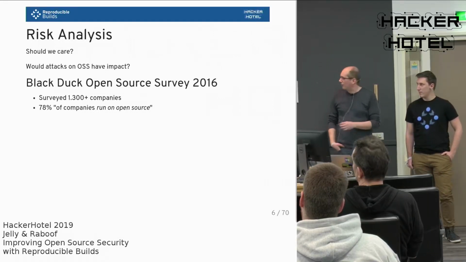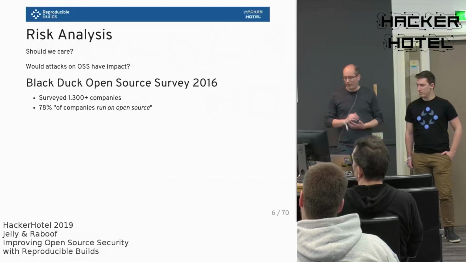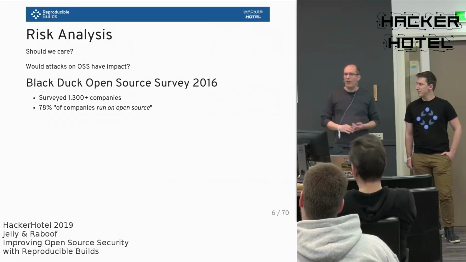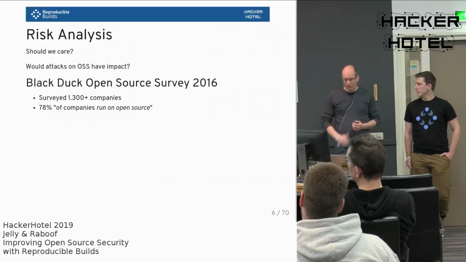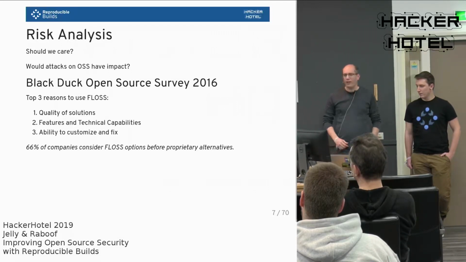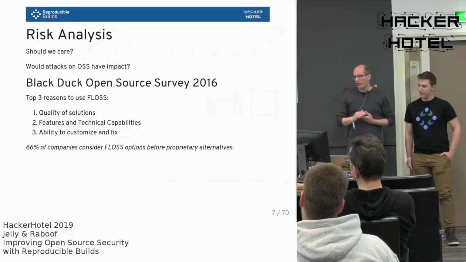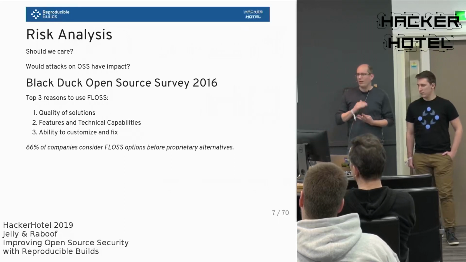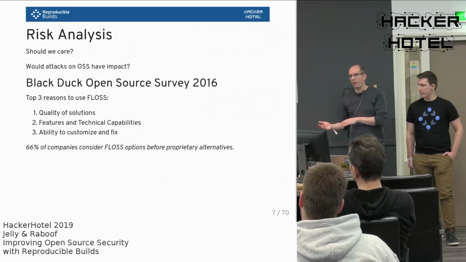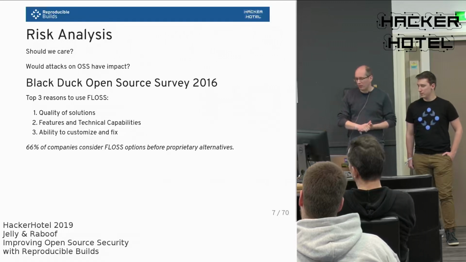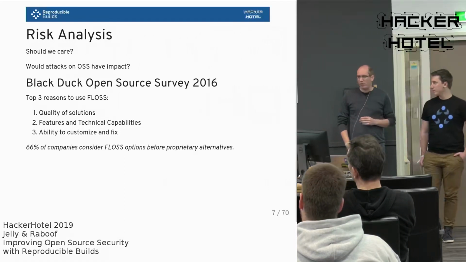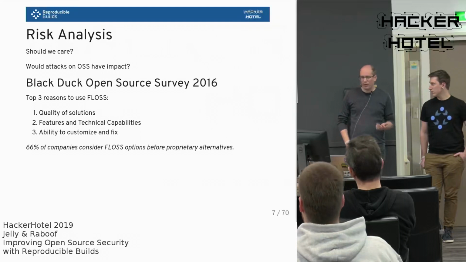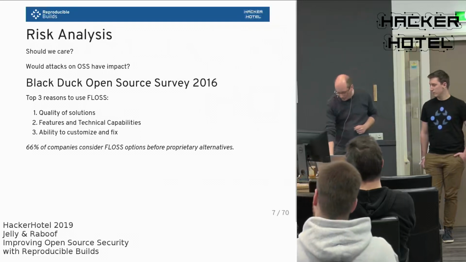Black Duck did a survey. Unfortunately, they stopped in 2016. But they have some nice numbers where most respondents they surveyed, and of course this is a little biased, would say they run on open source software. And as reasons for that, they cite things like the quality of the solutions, features, technical capabilities, and the possibility to customize and fix. So it's no longer from a cost perspective, but more these kinds of reasons to choose open source software. Well over half of companies would consider FLOSS options before looking at proprietary alternatives.